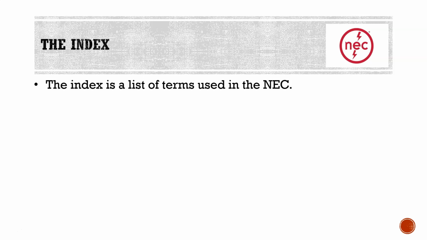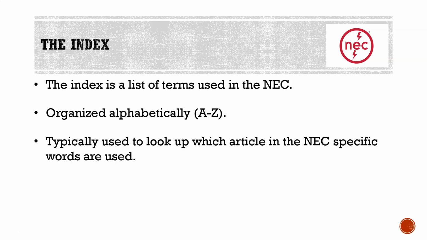So the vast majority of terms the NEC uses and references are going to be listed here in the index. Once again, it's organized alphabetically A to Z, and you're typically going to be using the index to look up which articles in the NEC specific words are used. So for instance, if you're trying to find information on cranes, you could go to the index, go to the C words, and then find cranes. And underneath cranes, it would list every article that talks about cranes. So that can point you in the direction of what you're trying to find when you're not very familiar with what articles contain what type of information.